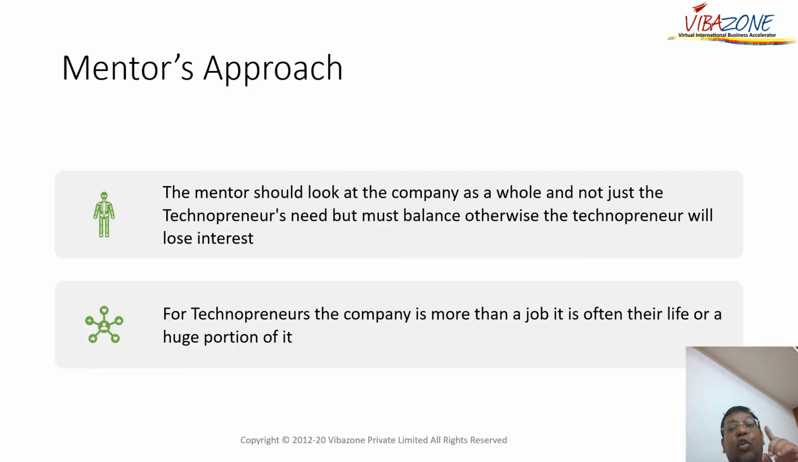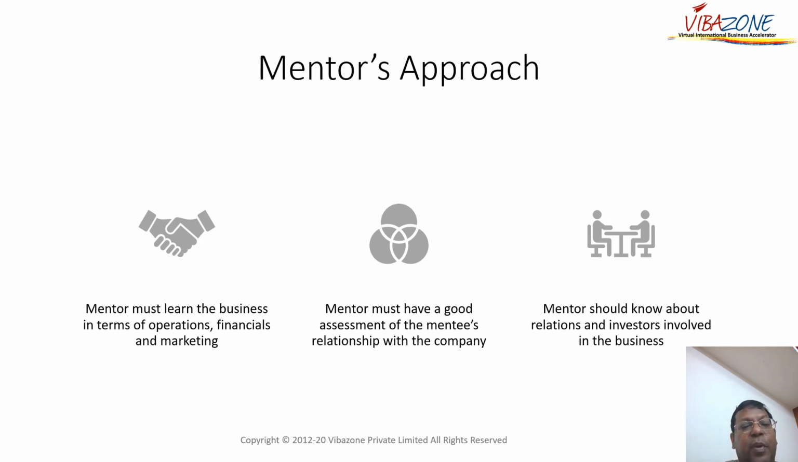And a mentor should look at a company as a whole and not just the technopreneur or the entrepreneur. He needs to balance because his whole idea is to help the company. For technopreneurs, the company is everything. So we need to ensure that the guidance, mentoring is given in the company's interest. And the mentor's approach should be: must learn the business in terms of operation. He needs to understand what the mentee is doing. Mentor has to have a good assessment of the mentee's relationship with his own company. Mentor should know about the relationships and investors involved in the business.